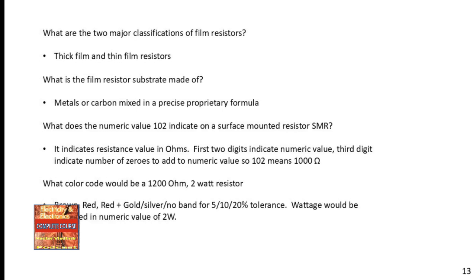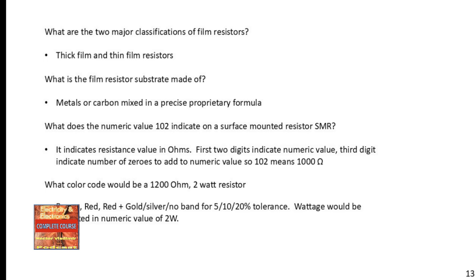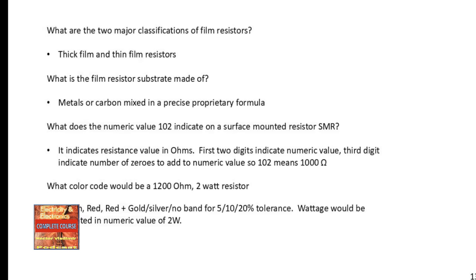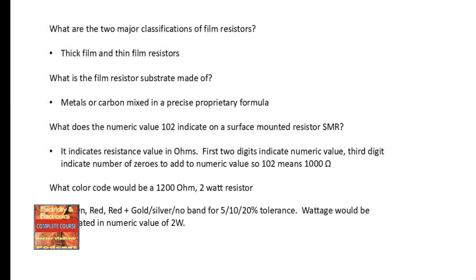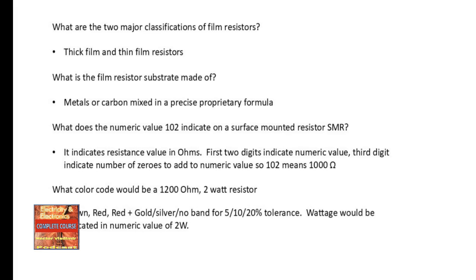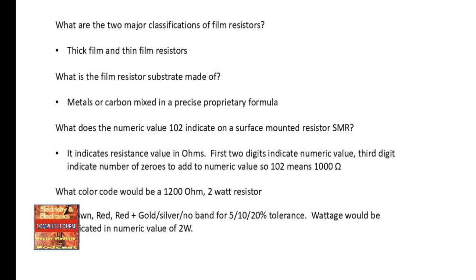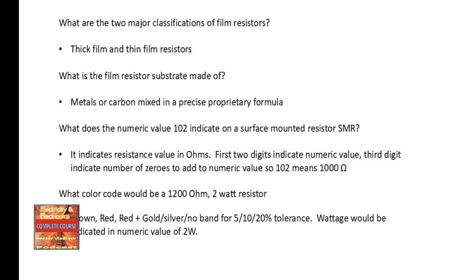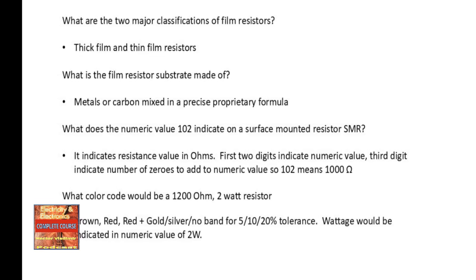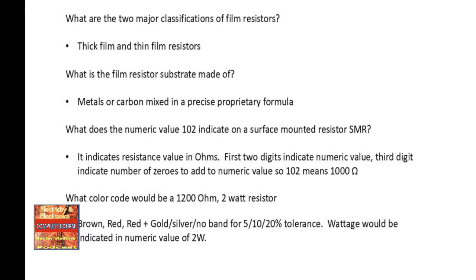What does the numeric value 102 indicate on the surface mounted resistor or SMR? That would indicate the resistance value in ohms. The first 2 digits indicate the numeric value. The third digit indicates the number of zeros to add to the numeric value. So 102 means 1000 ohms.